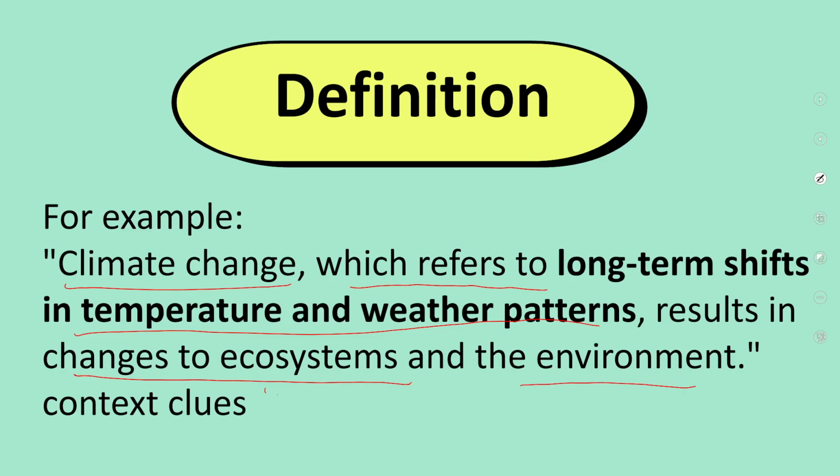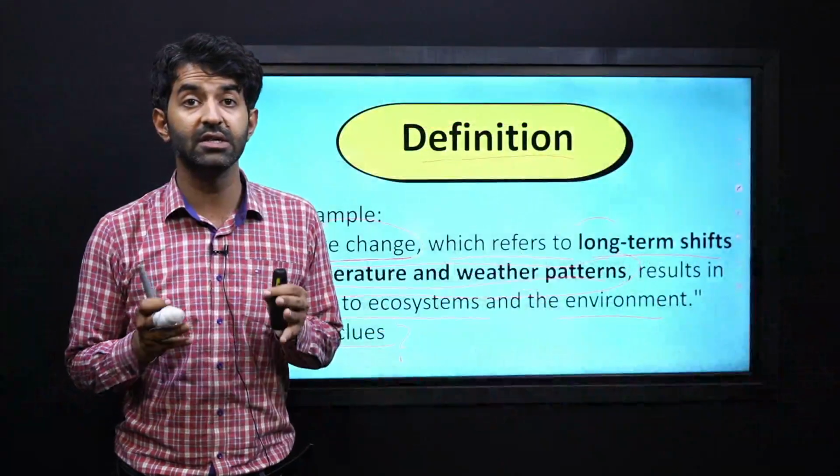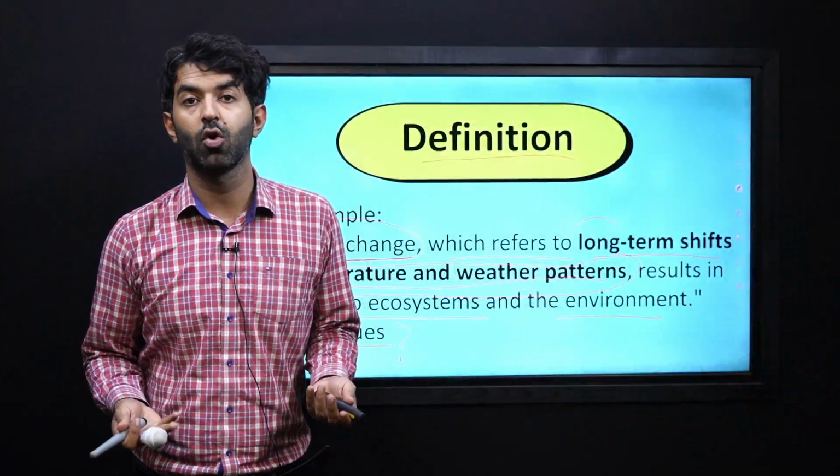Now, what context clue did we use over here? It is definition. How? Because climate change, this term or phrase, is given its definition in the same sentence. It means long-term shifts in temperature and weather patterns. Now this part is telling us about the term climate change. The definition is given in the text itself, which clarifies the meaning of that word.